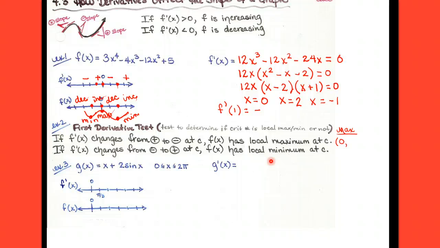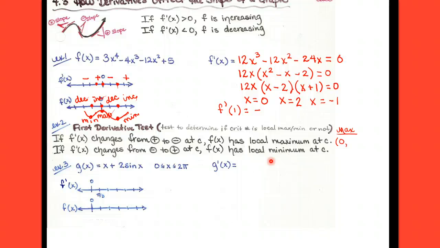I don't have to do that anymore. Now I have a test that will tell me whether my critical number is a maximum or minimum or not. That's what the first derivative test does for me. I can do this completely algebraically now and not have to look at a graph at all to be able to figure out my maximums and minimums, to be able to figure out if that critical number is a maximum or minimum or neither.